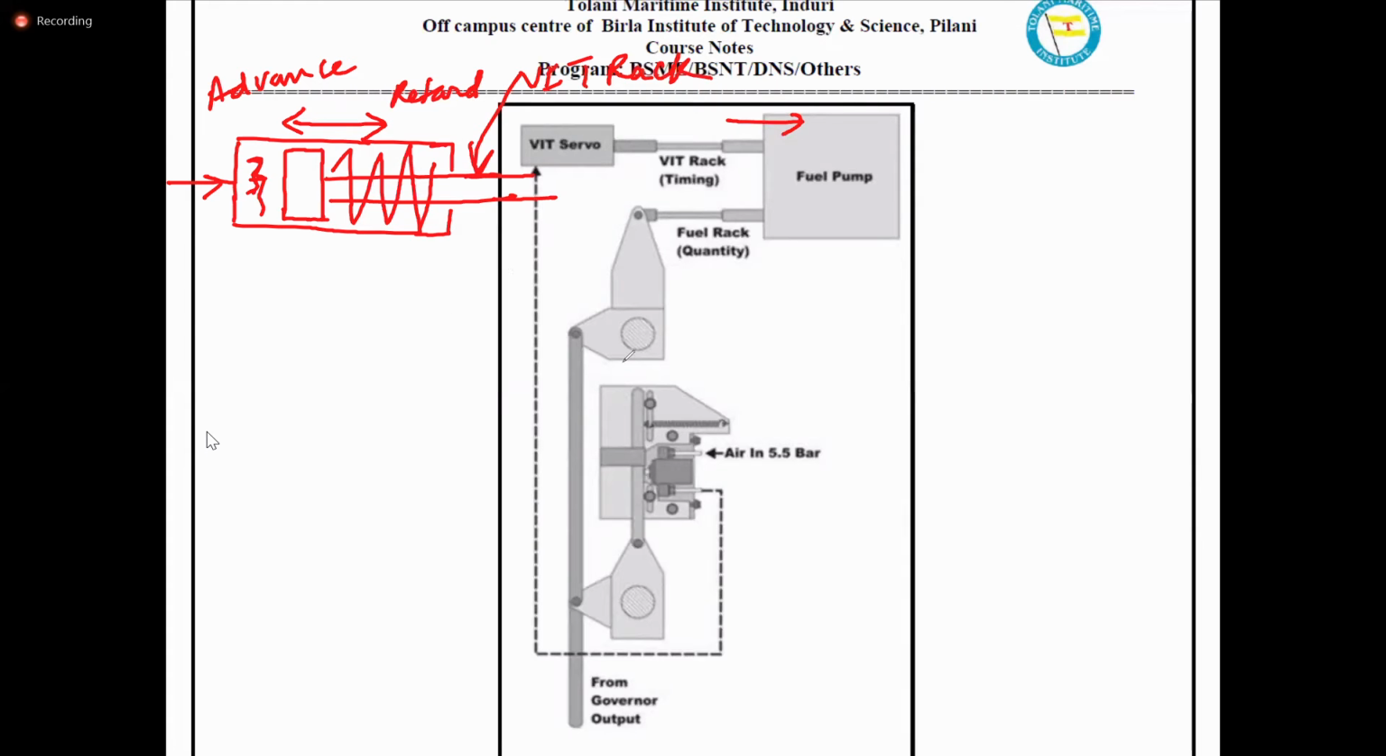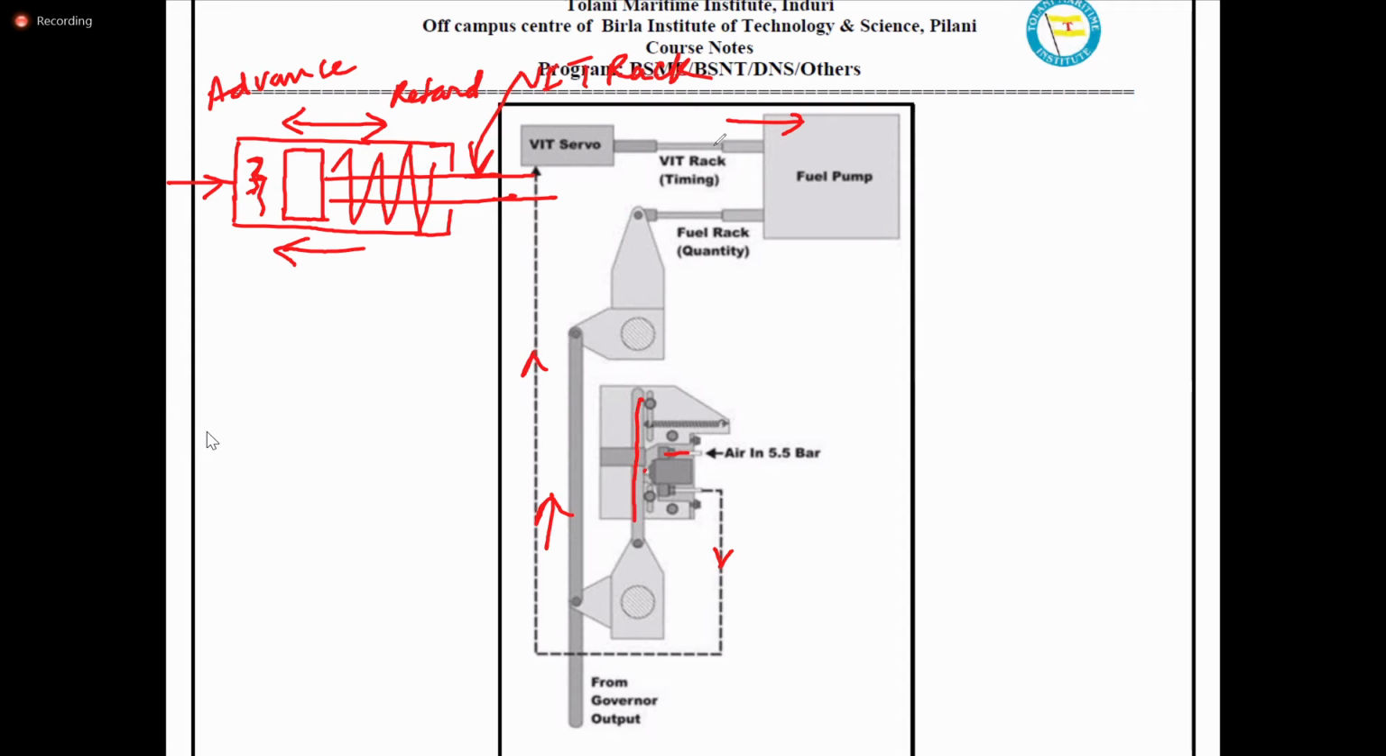Initially, as the load is increasing, this passage will be blocked. So you have the air pressure. This linkage is designed in such a way that it is going to reduce the air pressure going to the VIT servo. When the pressure gets reduced, the servo moves in the leftward direction, causing the rack to be pulled out and causing the advancement of the fuel injection timing to occur.